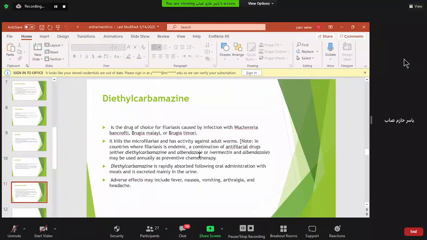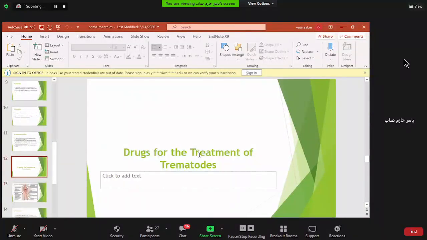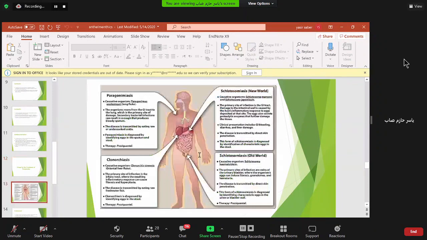Diethylcarbamazine is rapidly absorbed following oral administration with meal and excreted mainly in urine. Adverse effects: fever, nausea, vomiting, and arthralgia. In addition, it can cause headache. هاي هتطلع على النيماتويد. بالمناسبة هتلاحظون أنه أكو أدوية ممكن تشتغل على النيماتويد وترايماتويد، فأكو نوع من، خلينا نقول، من الأوفرلابينج.